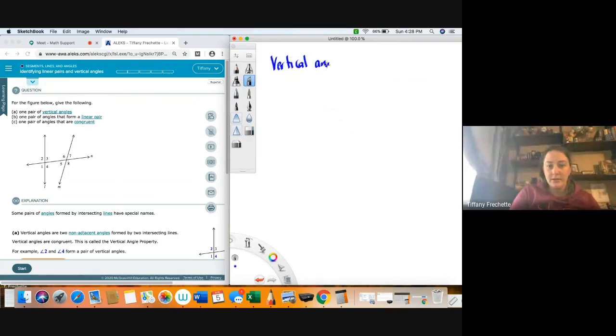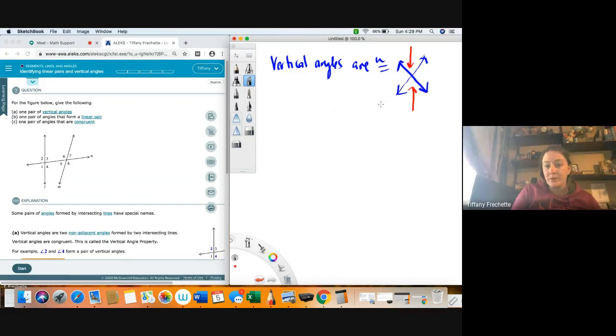what vertical angles are, and I'm going to write the symbol for congruent. So this is what vertical angles look like. When you have anything that crosses like this, vertical angles are the ones that are across from each other.